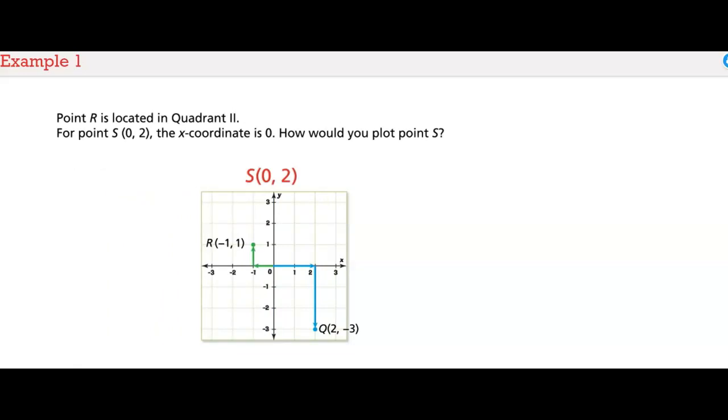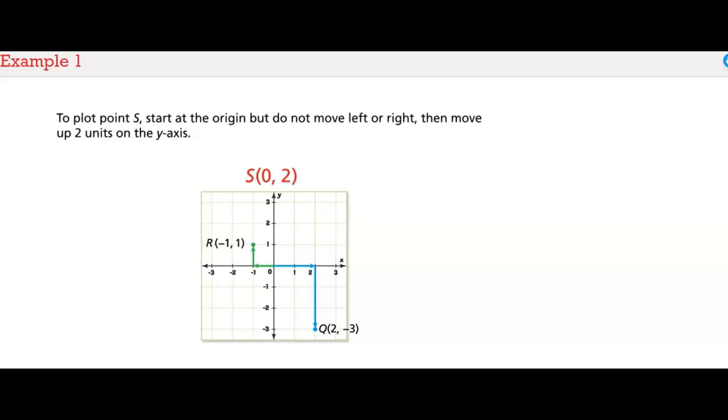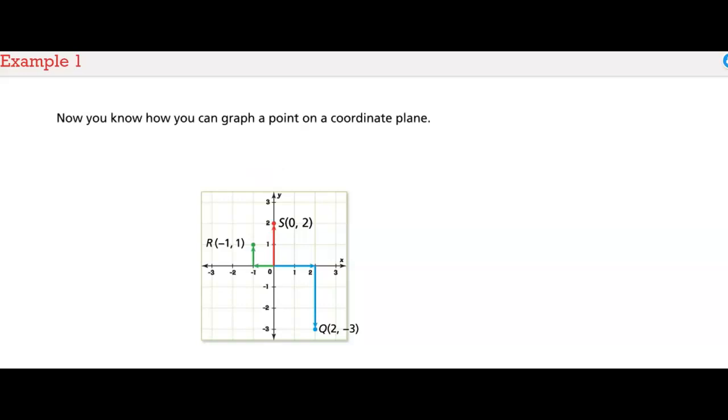For point S, (0, 2), the x-coordinate is 0. How would you plot point S? To plot point S, start at the origin, but do not move left or right. Then move up 2 units on the y-axis. Now you know how you can graph a point on a coordinate plane.